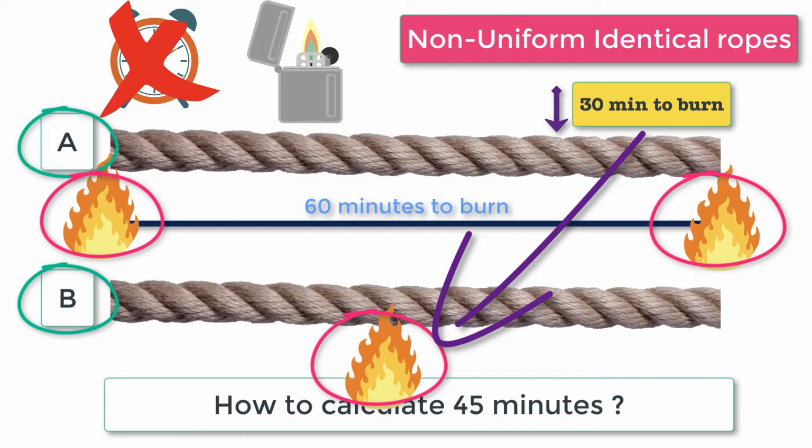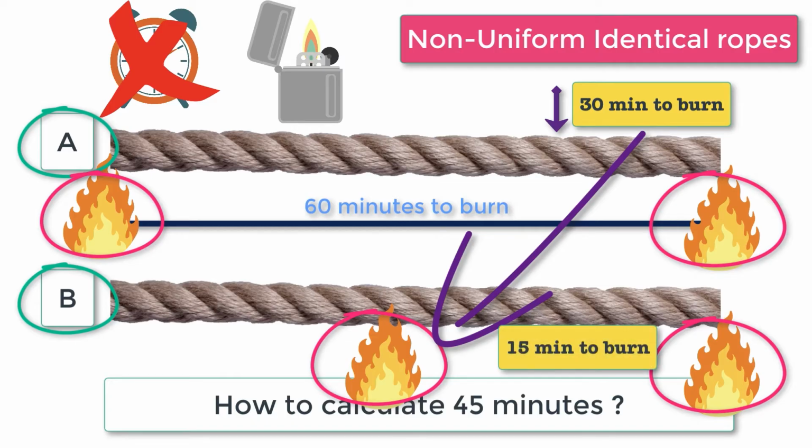So at this point, light the other end of rope B as well. It will take another 15 minutes for rope B to burn completely. So that's how you are going to measure 45 minutes.